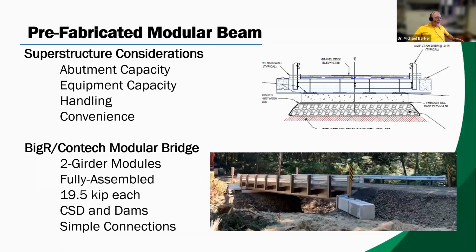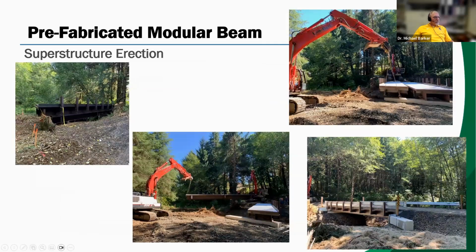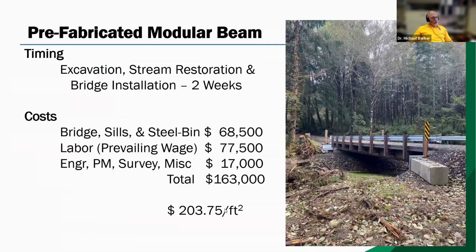Now the superstructure is pretty much like the last one I showed. They wanted a steel structure because of the weight, because they didn't want a huge abutment there, and for handling and convenience and the modular design. So this came out in 2 girder modules, again, fully assembled and with simple connections, and then it came in on one truck. They pick it up with light equipment, they place it on the bridge, they push the gravel on top, put a back wall in and that kind of stuff. And then they have a long-lasting, aesthetically pleasing bridge out in the middle of nowhere.